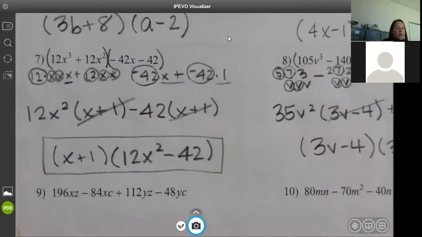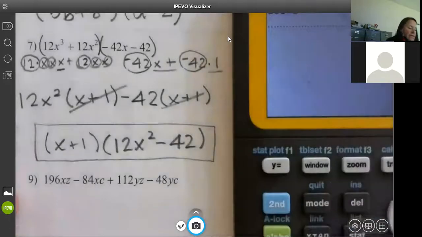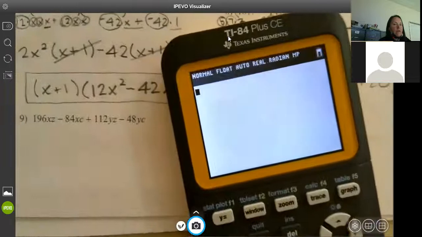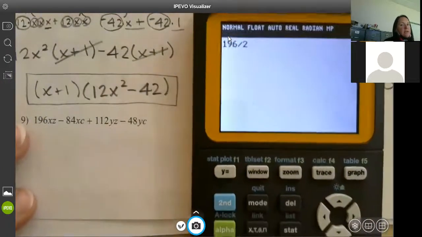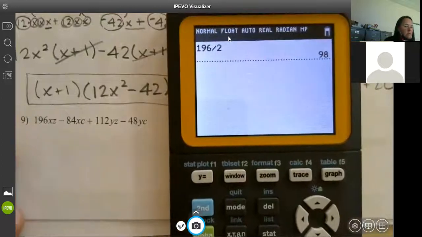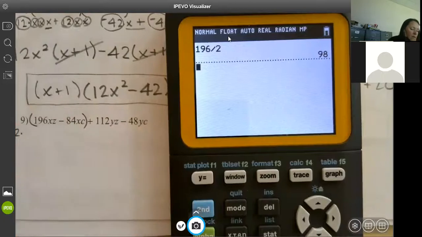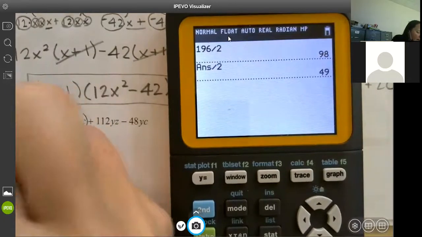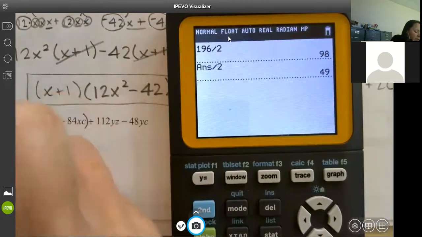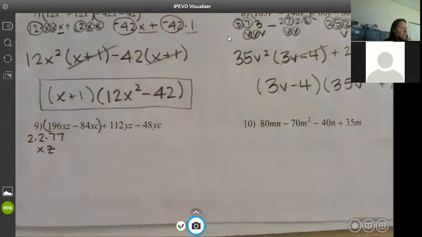All right, look at number 9. Same thing. I have 196. I'm not real sure what my factors of 196 are, but I know it ends in a 6, so that means it's divisible by 2. So I get 2 and 98. I'm going to try again, divide by 2. I get 2 and 49, and 49 I know is 7 and 7. And then I have an x and a z.